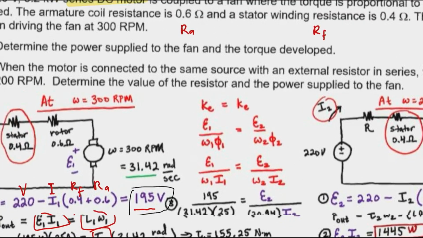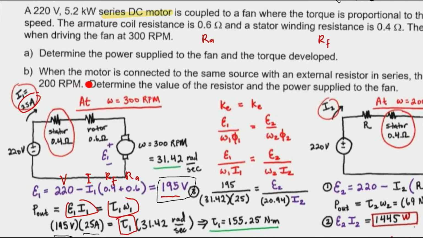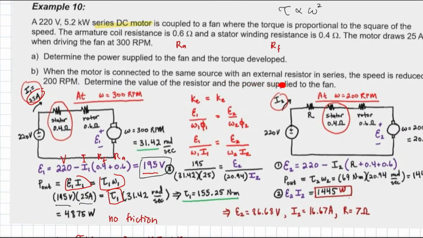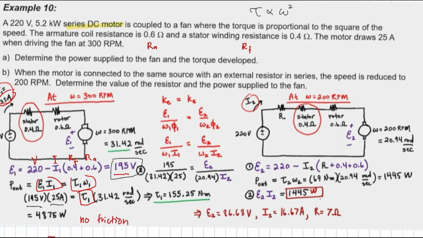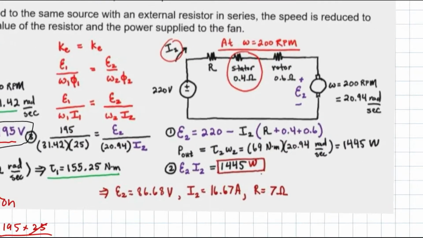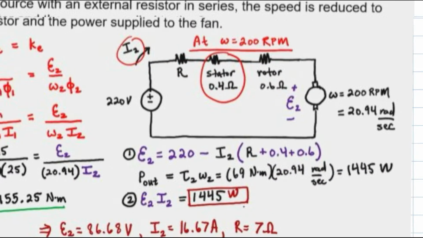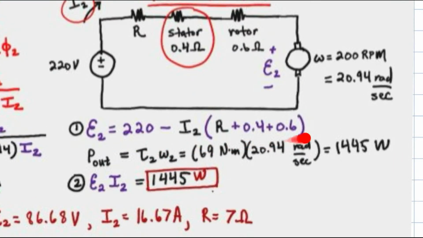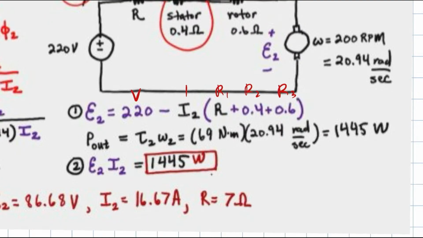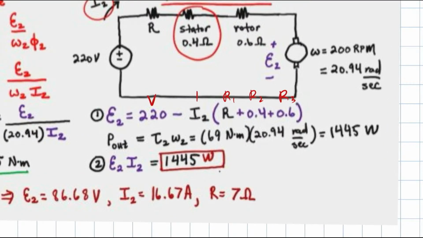Okay, so next it asks: when the motor is connected to the same source with an external resistor in series, the speed is reduced to 200 rpm. We determine the value of the resistor and the power supplied to the fan. So it gives R here. We need to make one equation here, which is the EMF. This is our V, this is our I, this is our R1 plus R2 plus R3. So both of these are unknown.